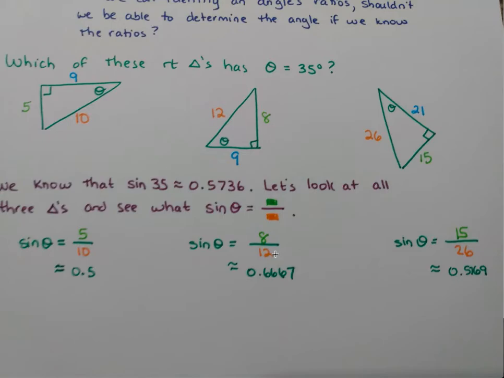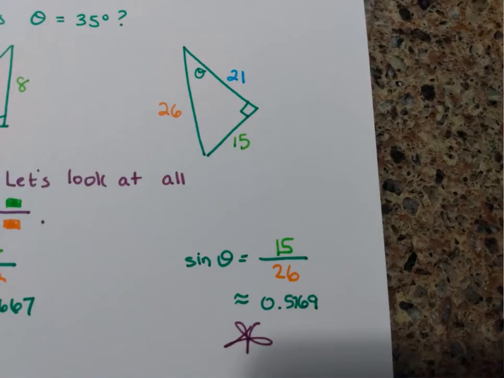If I do 8 to 12, that's 2/3. That's not it. Here, if I do 15 to 26, I get 0.5769. Well, given that we probably rounded, do you really think all three sides of a right triangle are exact integers? Which triangle do you think is supposed to be 35 degrees? Yeah, bingo, this one.